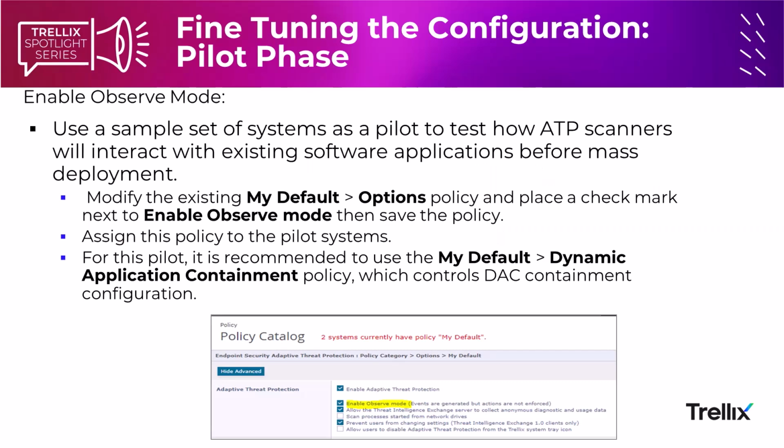All right, so first and foremost, all this is really saying is in the ATP options policy, you've got to enable observe mode. It's not enabled by default, right? So pretty much step one, make sure in your policy you've got observe mode set. The other recommendation I have here is that for this pilot phase, for using this observe mode, use the default DAC policy. And the reason I say that is because it has all of the DAC containment rules set to report only, not block, right?